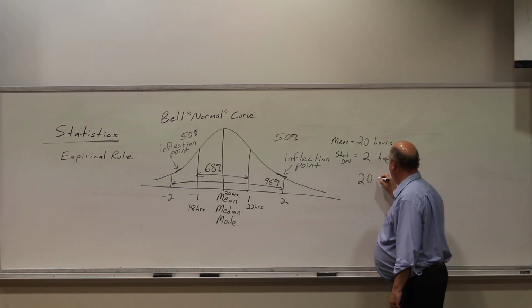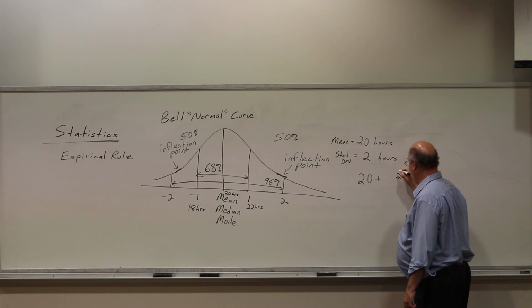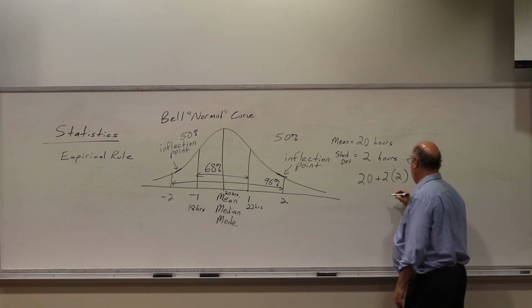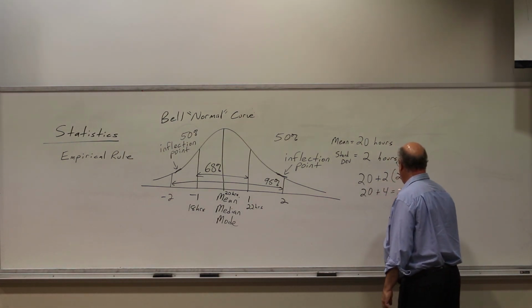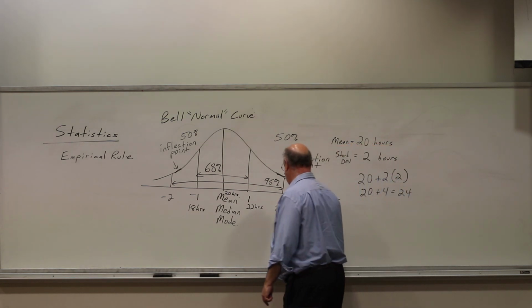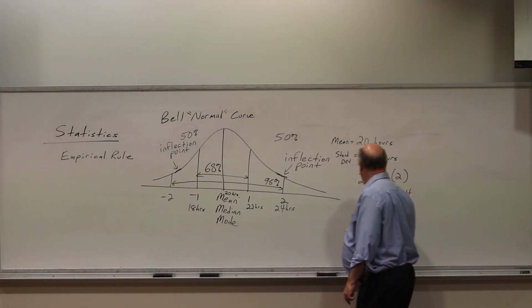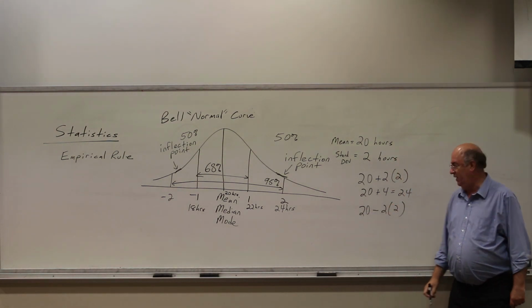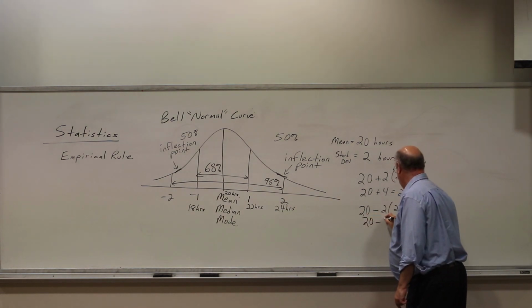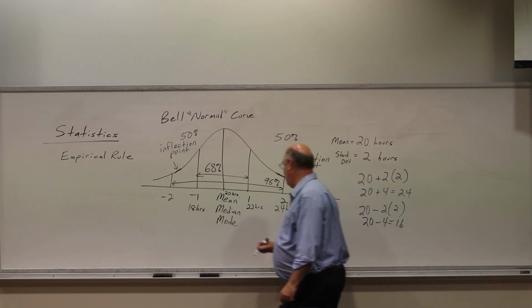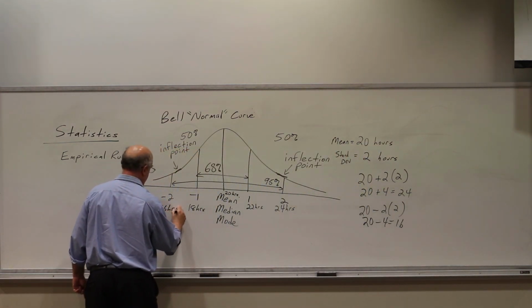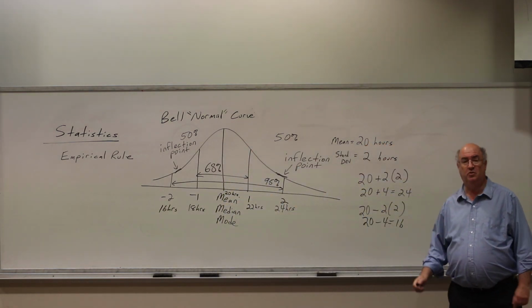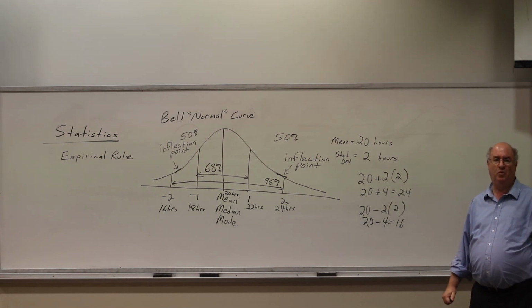So we take our mean. Our standard deviation is 2, right? So now we have 2 standard deviations, so we have to multiply. We have 20 plus 4 is 24 hours. Put it on the chart. On the other side, we're going to subtract 2 standard deviations, so we have 20 minus 4, that's 16 hours. We'll write that down. So 95% of the students at this particular college are working between 16 hours and 24 hours.